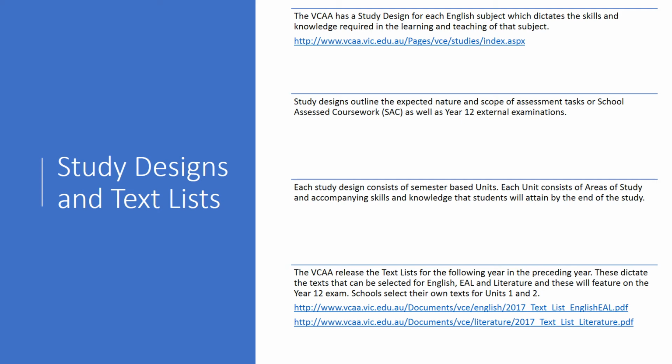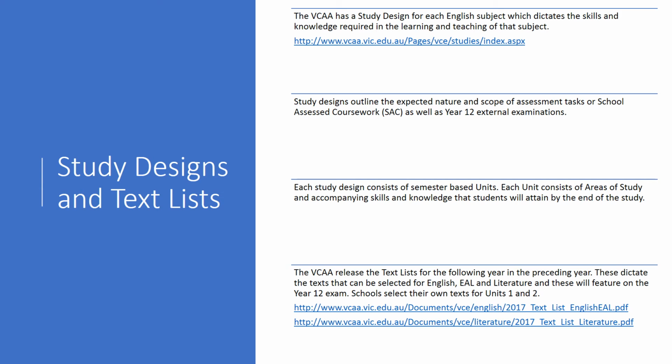In Units 1 and 2, for English, EAL and literature, schools determine their own texts that they would like to select, and sometimes this can be a group of teachers at the school that would discuss possibilities. They may go to professional development and get ideas from there, or VATE, the English Association, they may have some ideas about particular texts, or textbooks sometimes are ways that texts would be generated.